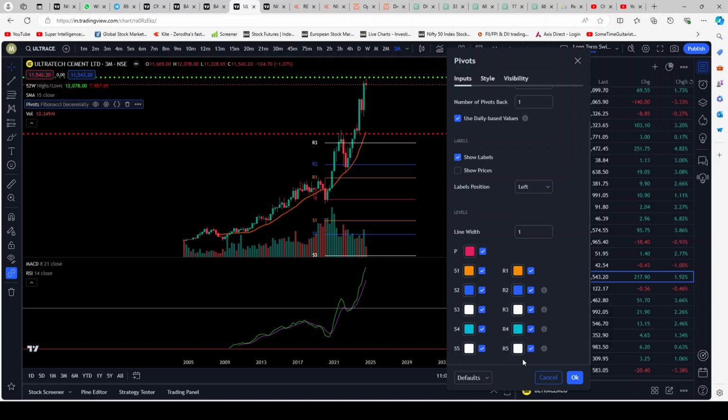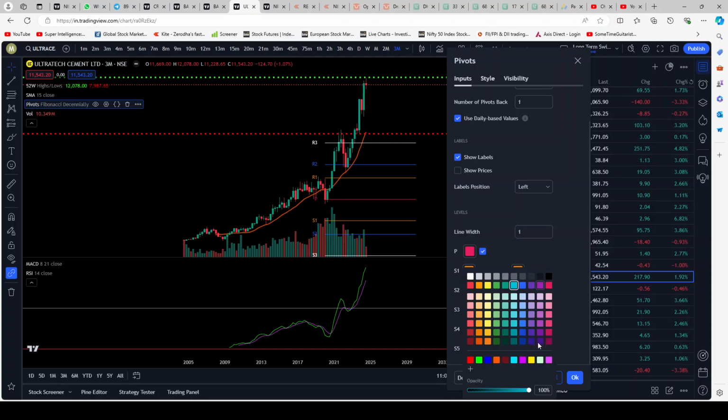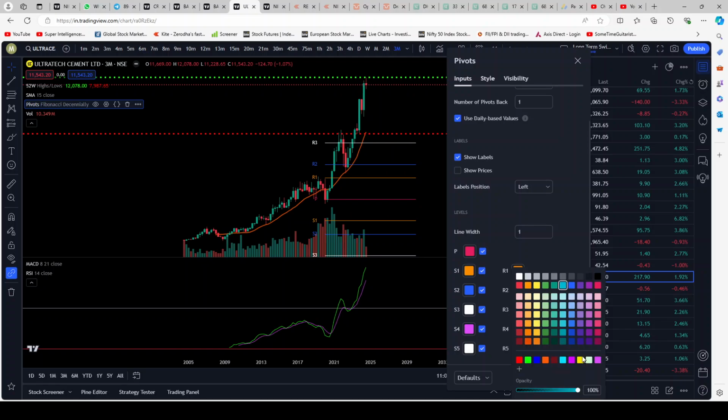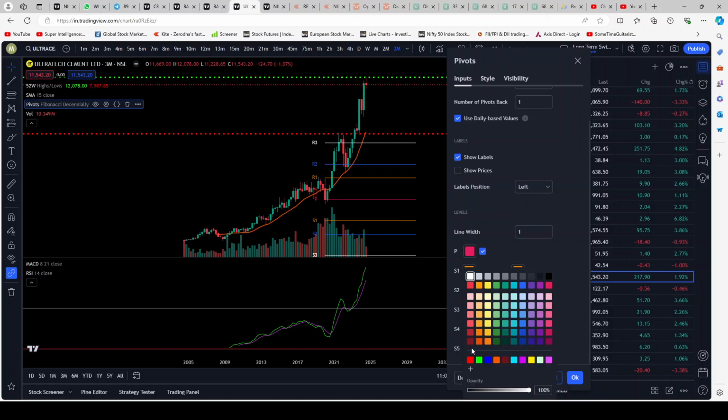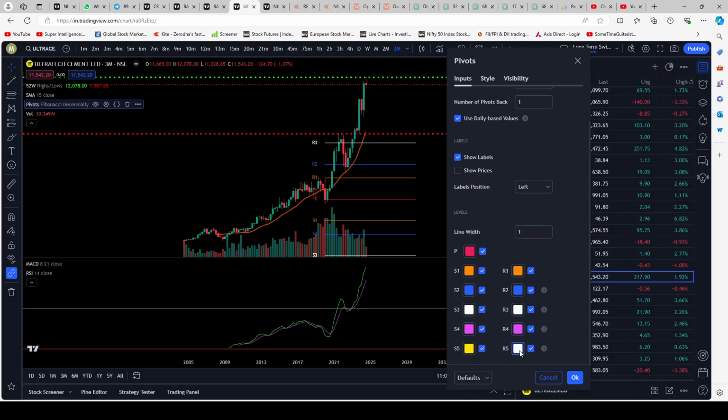When you're using Fibonacci, it only shows up to S1, S2, S3 and R1, R2, R3. In traditional, it will show you 4 and 5 also. So I'll just change the 4 and 5 colors because anyways, they're not coming on my screen. I'll just make it some other color so that it's easier for you to understand. And this I'll make bright yellow. So you can see these colors are not coming on the screen.